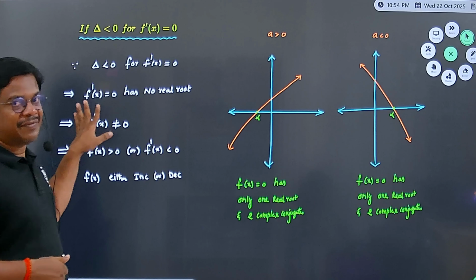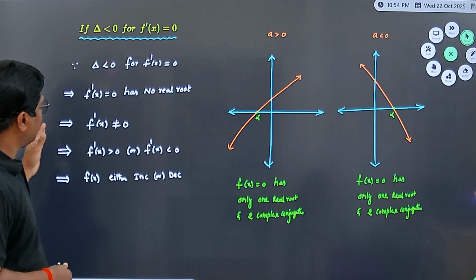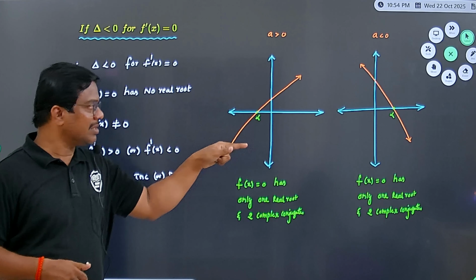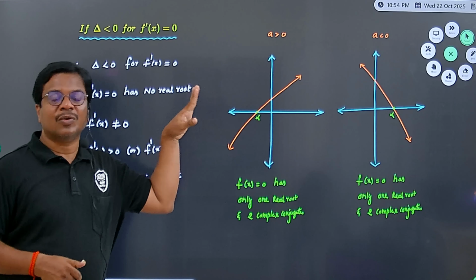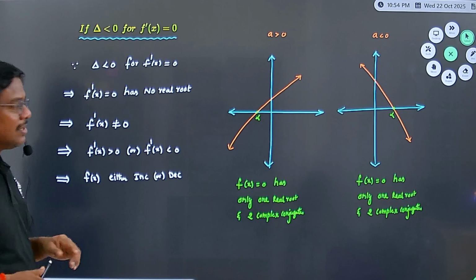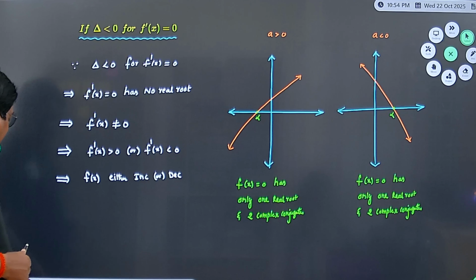No real root implies it doesn't intersect the x-axis. That is, f dash x is never 0, so it may be more than 0 or less than 0. Therefore, f maybe increases or decreases, which implies it gives only one real root, remember. This is the second case. Let us move to the next case.